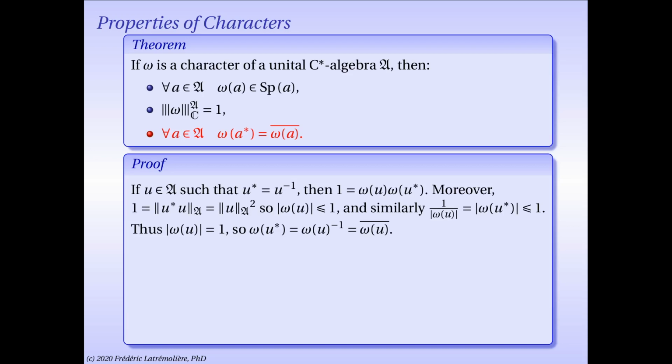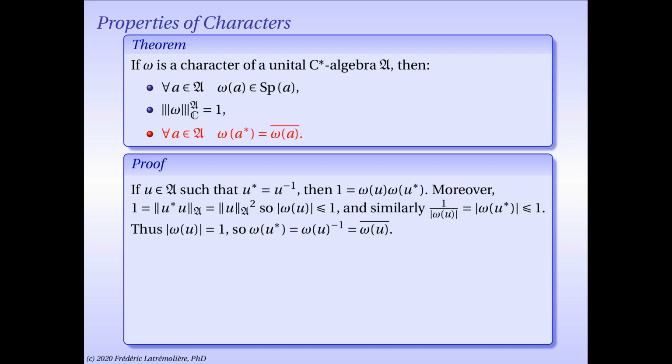Let's pick an element U of our C-star algebra whose adjoint is equal to the inverse of that element. So in particular, U is invertible. An element which is invertible and whose inverse is its adjoint is called a unitary. So U is a unitary element of our C-star algebra. Then, since U times U star equals the unit of the C-star algebra, we know that 1 equals omega of U times U star, but using the fact omega is multiplicative, 1 is in fact equal to omega of U times omega of U star.